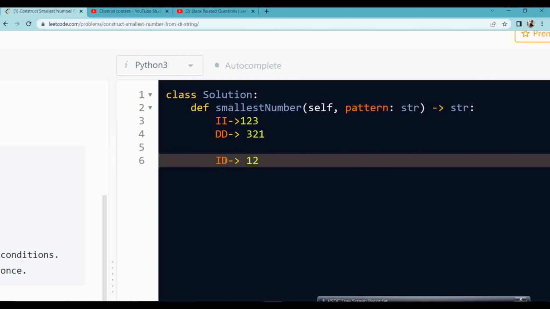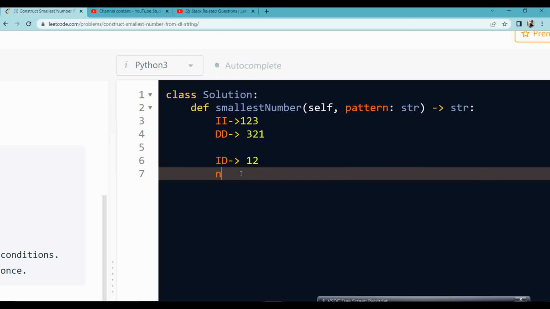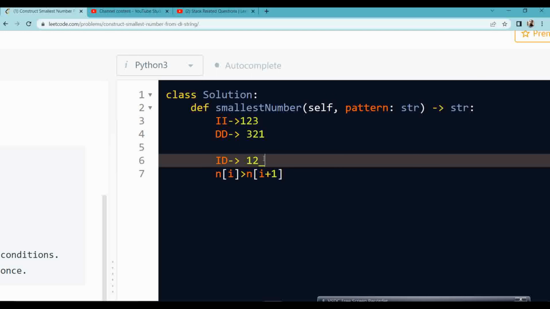But for D, if D is 2, then D says that nums[i] is greater than nums[i+1]. So here I need to write one more character. The one more character should be less than 2, that is 1, and that is not valid because I cannot repeat it. So for that I need to write 2 here, then 1, then 3, then 2, because this is the lexicographically smallest.